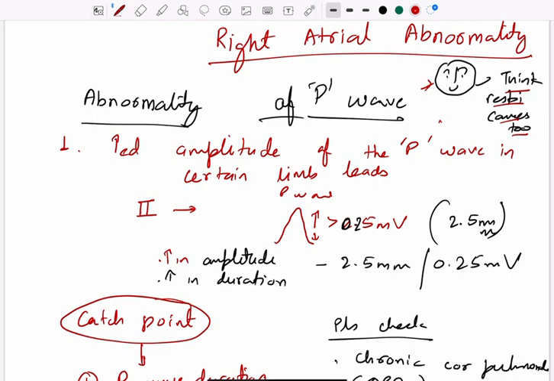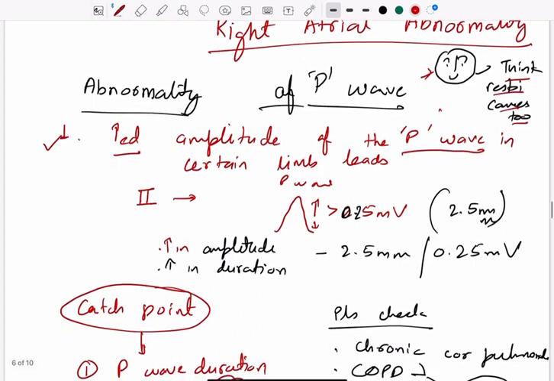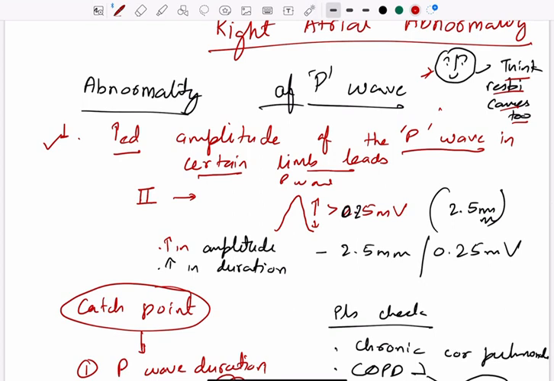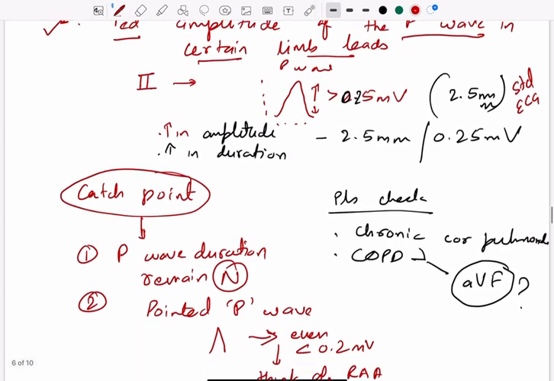Now, what are the abnormalities of P wave you will find? First, you will find increased amplitude of the P wave in certain limb leads. I have already described the main leads you have to see, lead 2 and V1. In lead 2, I have already made a diagram. You see the height of the P wave is increased. We have already discussed in the first module that this is more than 0.25 millivolt or 2.5 mm in standardized leads. So I always write standardized ECG. This is very important. So increase in amplitude and increase in duration is the first characteristic you see for right atrial abnormality.